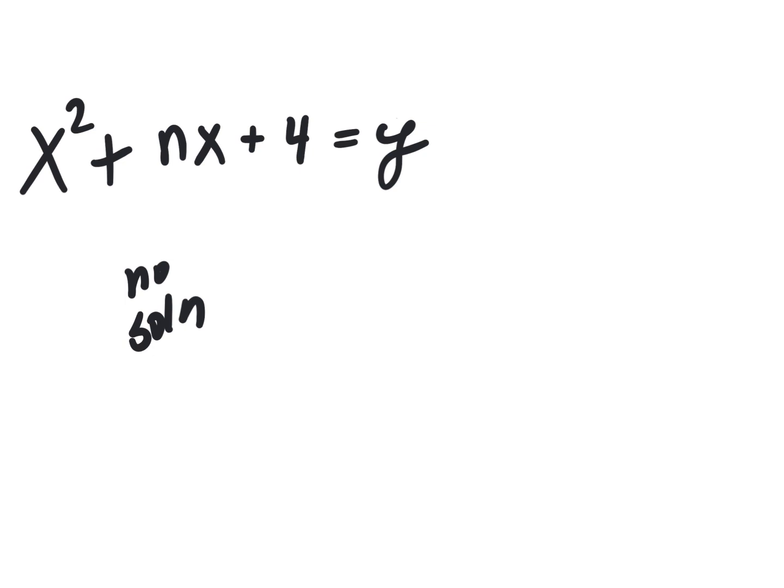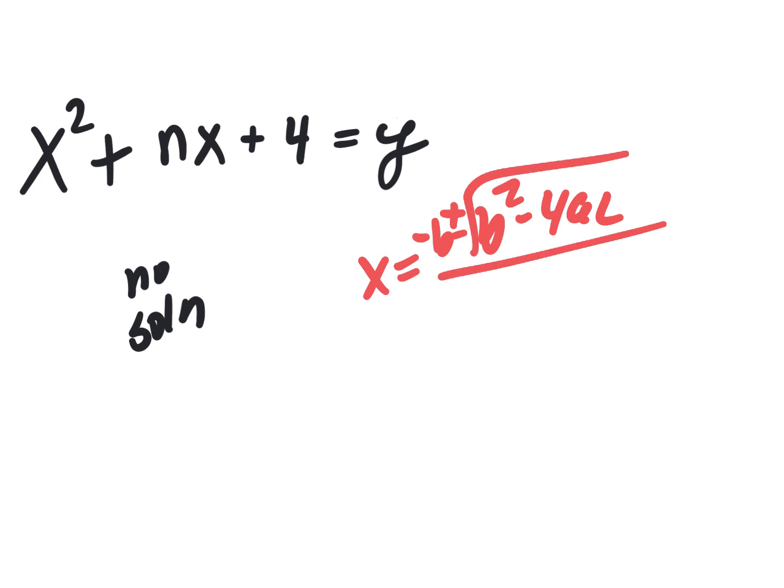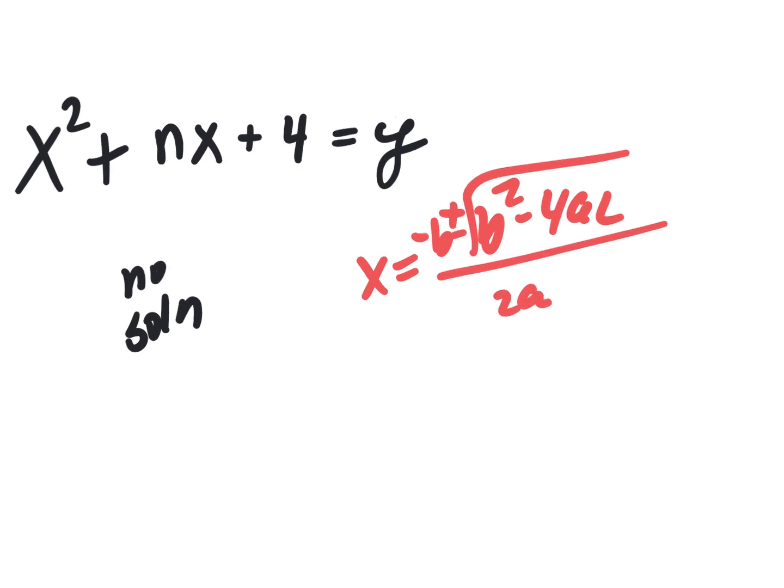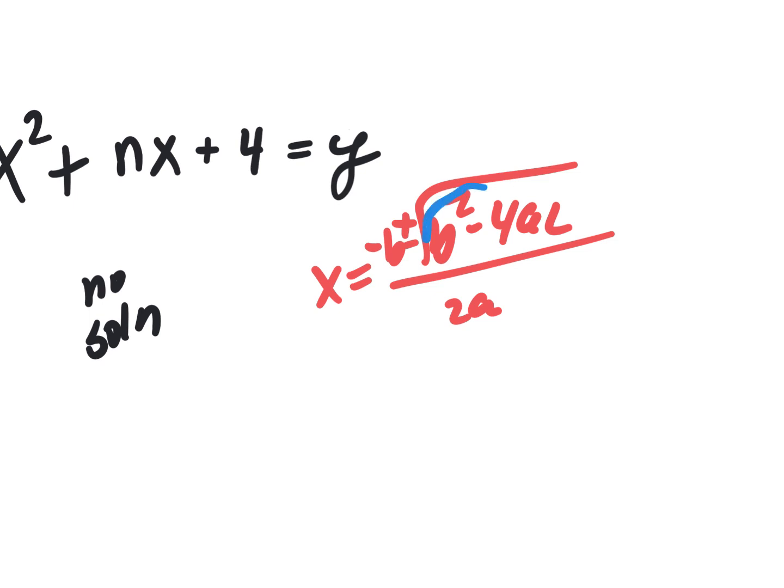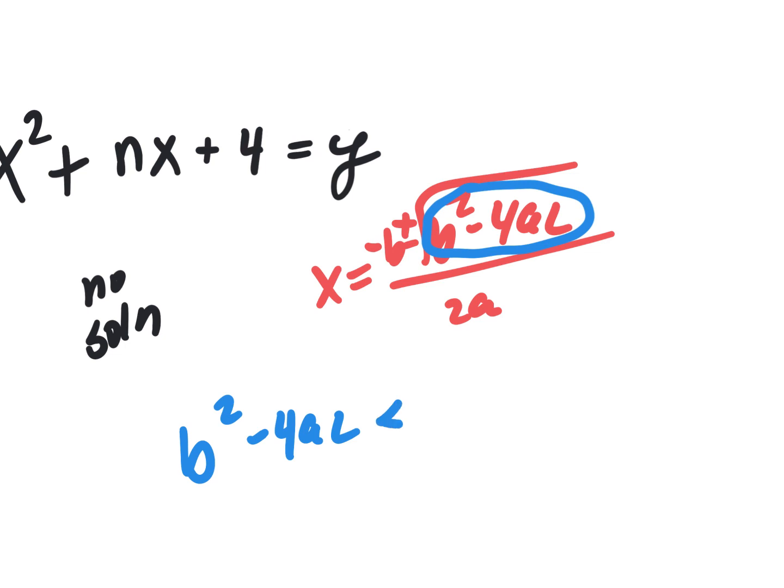This comes down to the discriminant, b squared minus 4ac. Do you remember that? It's part of the quadratic formula, x equals negative b plus or minus the square root of b squared minus 4ac, all over 2a. And if this part is less than 0, then there would be no solutions. So you'd want to set up b squared minus 4ac needs to be less than 0.